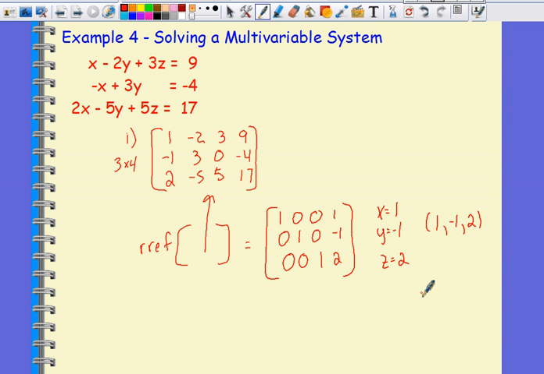Does everybody understand that? Any questions? You sure? You good? So you don't need another example? All right. Your call. So again, it's just the same thing. You're going to use matrices to do this, to solve these multivariable linear systems. Okay?